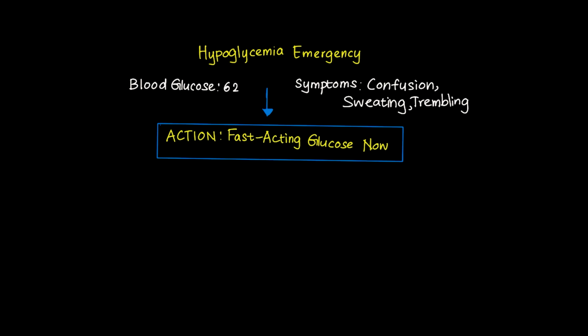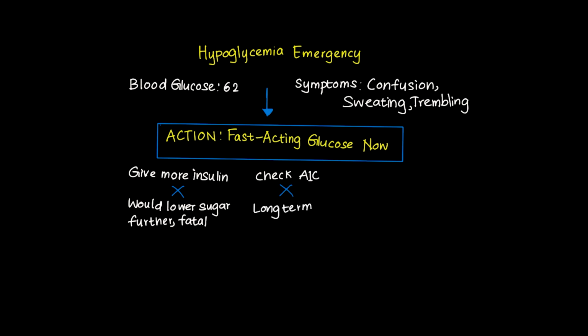Administering more insulin to a patient at 62 would drive the sugar even lower and could kill them. Checking hemoglobin A1C is a long-term management tool. It tells you about the last 3 months of sugar control. It does nothing for the patient crashing right now. Waiting 30 minutes to recheck without intervening is neglect during an active emergency. The patient could seize, lose consciousness, or go into cardiac arrest while you wait.